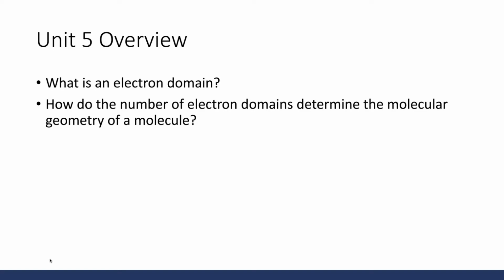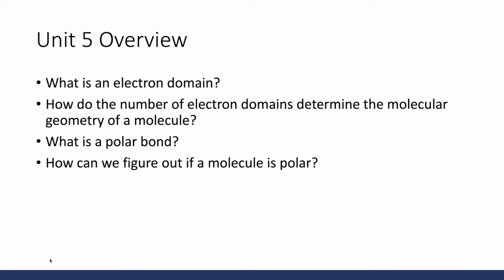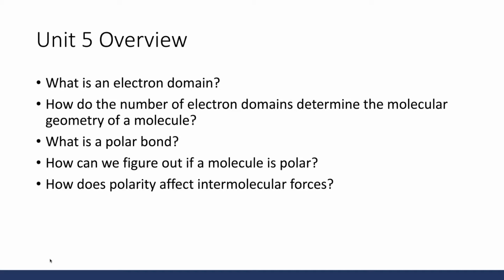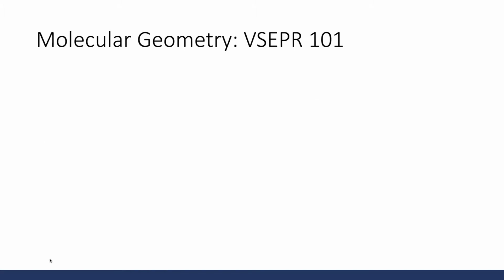The things we're going to talk about in Unit 5 are: What is an electron domain? How do the number of electron domains determine the molecular geometry of a molecule? What is a polar bond? How can we figure out if a molecule is polar? And how does polarity affect intermolecular forces? All right, let's start here with molecular geometry, VSEPR 101.